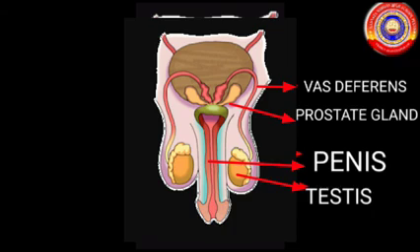The next one is testis. The testis is seen inside the scrotal sac and it produces sperms and male hormones. The scrotal sac means a flap of skin.